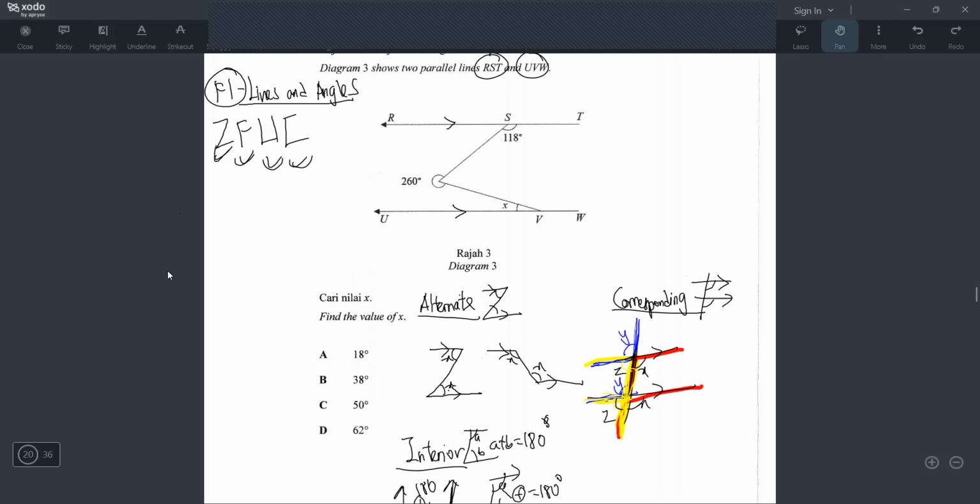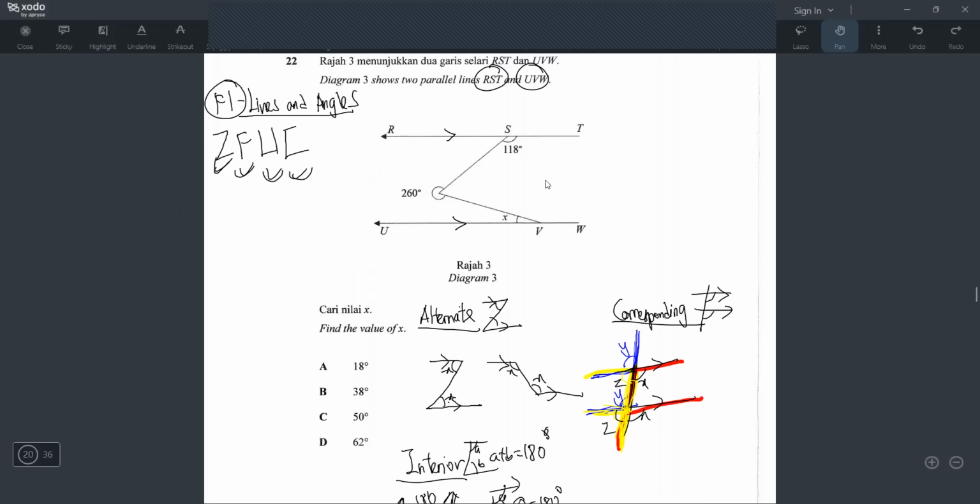If you understand all these things, you can solve this question easily. So let's go. This is 118. I want to find X, right? So what I will do now is find whatever I can find. I can find this angle, right? So 180 minus 118, I get 62. I think you know why I can find this one. It's because it's a straight line, so 180, minus 118, I get 62.